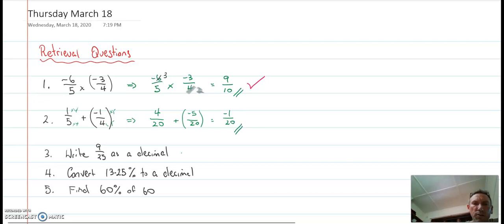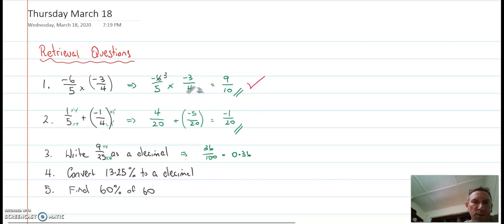Okay, 9/25ths as a decimal. Well, that would be much better if it was written over 100. So times 4 there, times 4 there. 9 fours are 36 over 100. So I have 0.36 as my answer.